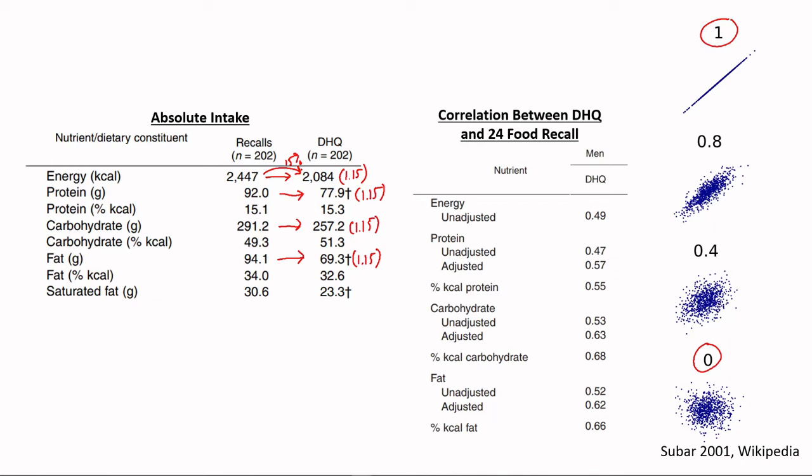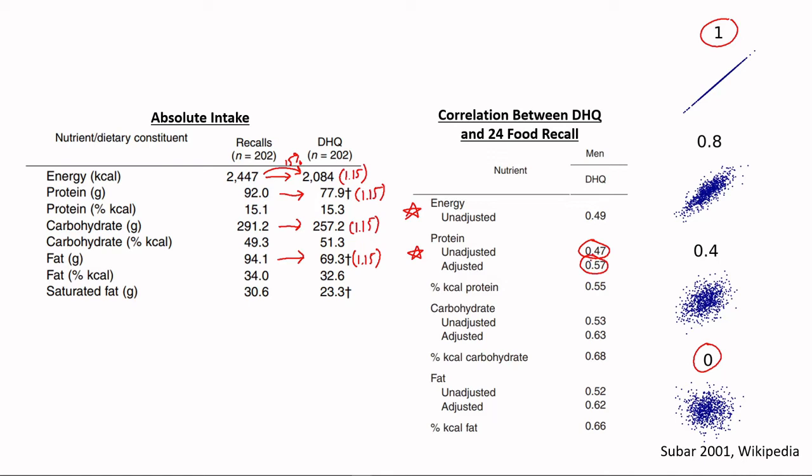So going back to the table, the top row is the unadjusted energy intake. Then they include the macronutrients for both the unadjusted energy and adjusted. This means that when they take the baseline data without manipulation, there is a 0.47 correlation between protein intake from the 24-hour food recall to the DHQ-1. When they normalize the DHQ-1 energy to the 24-hour food recall energy, this increases to 0.57.